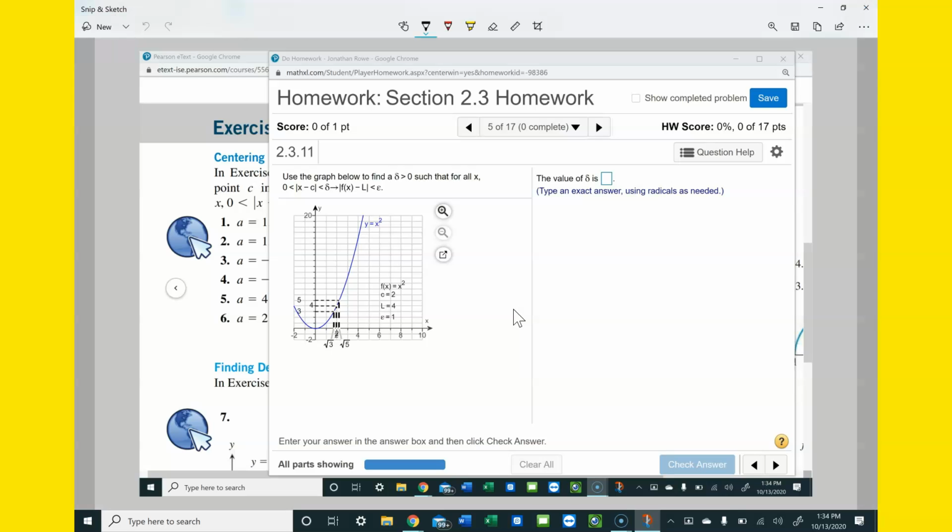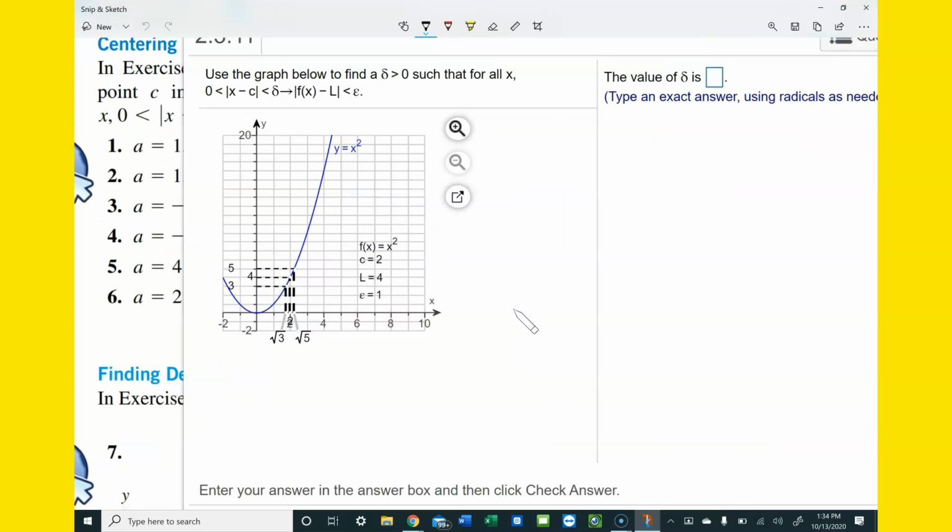Because we're on a curve, we probably are not going to be symmetrical around that value. So the c value is 2, the a value would be the square root of 3, and the b value would be the square root of 5. And we're trying to figure out what delta value would make it stay within there. What's the largest value of delta that would still be within that interval?